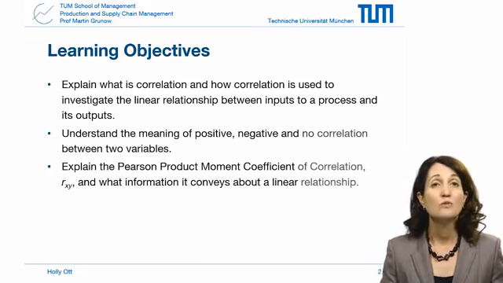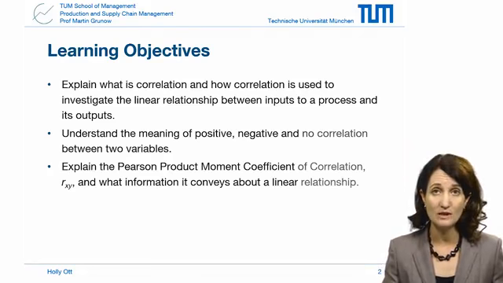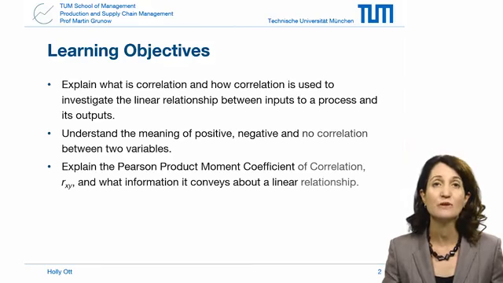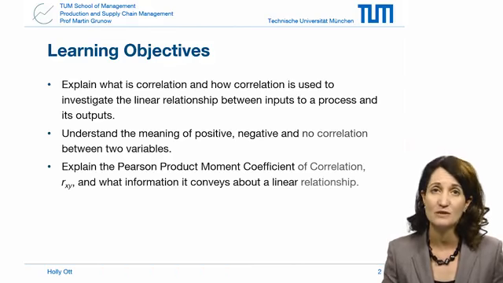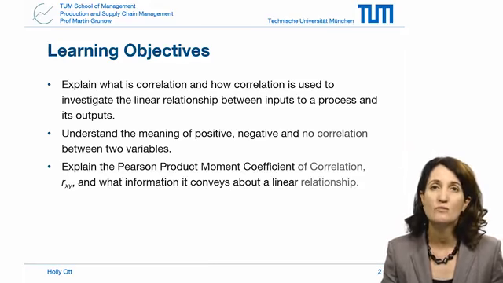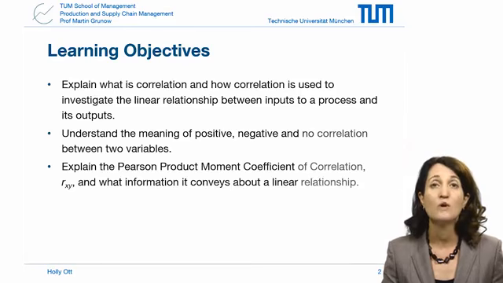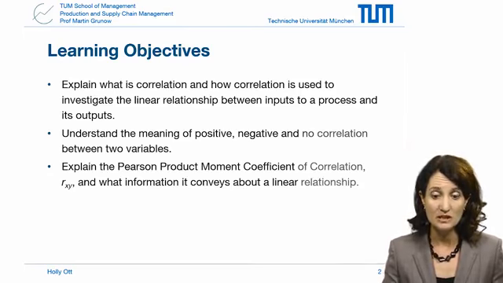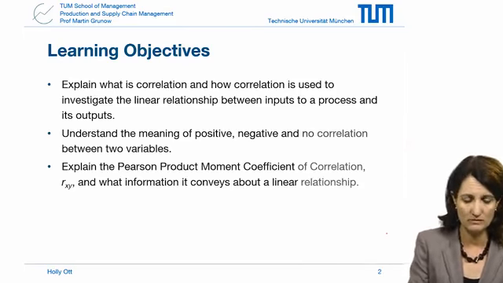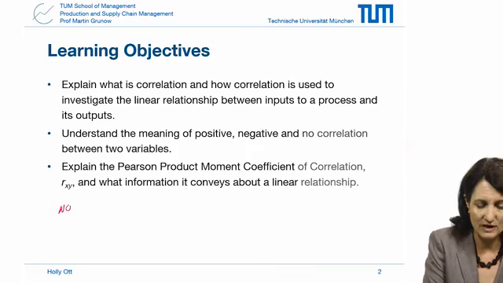In this session, we want to explain what is correlation and how correlation is used to investigate the linear relationship between inputs to a process and its outputs. We want to understand the meaning of positive, negative, and no correlation between two variables, and to explain the Pearson product moment coefficient of correlation, or RXY, and what information it conveys about a linear relationship. And just to relieve everybody a little bit, we say there's no calculation here.